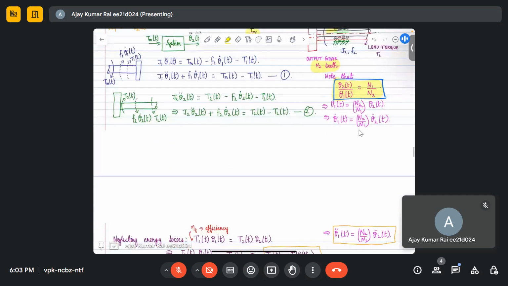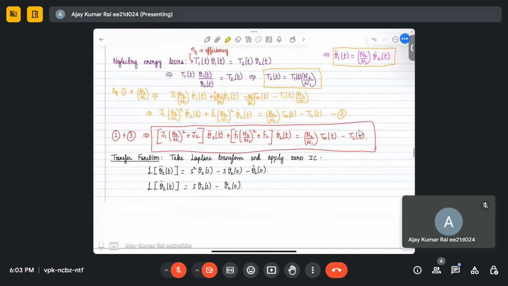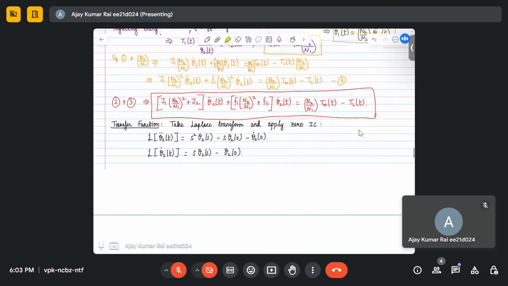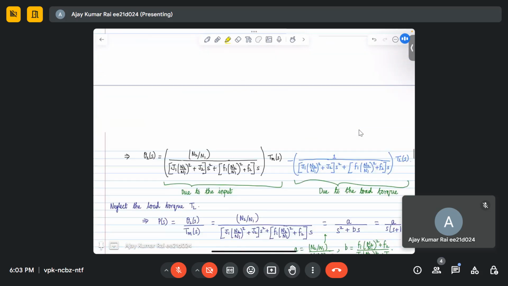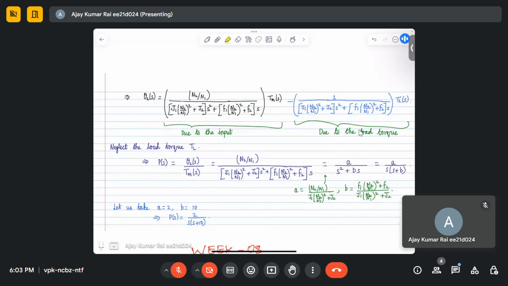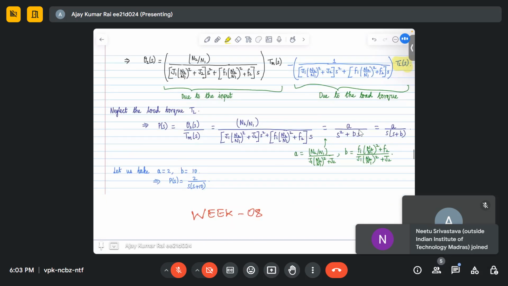If you substitute all the values, you get a single equation between the input and output. If you take the Laplace transform, you get theta 2 in terms of input torque and the load torque. This load torque we are taking as a disturbance, so we are not considering it. We have neglected this load torque TL, and directly we got the transfer function between theta 2 and Tm. Theta 2 is the output and Tm is the input. So this is the plant transfer function.